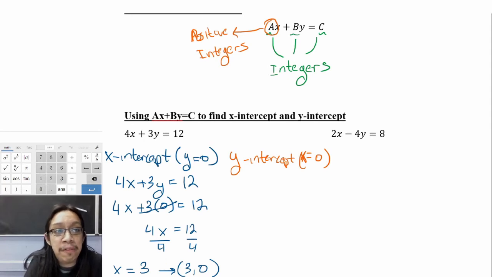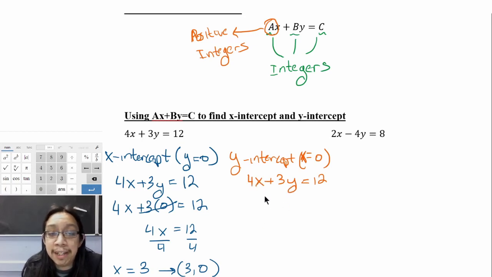Now, if we wanted to find the y-intercept instead, the work is very similar. But there is one small key difference. Instead of trying to plug in a 0 where y was, this time we're going to be plugging in a 0 where x is. So in this case, what does it look like?